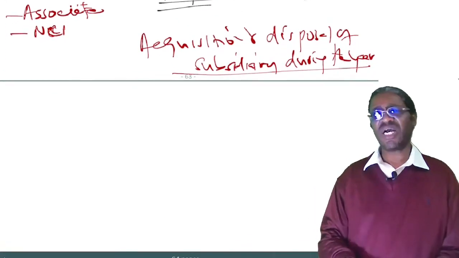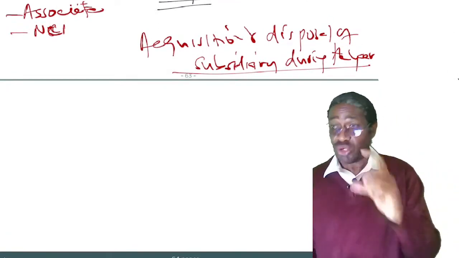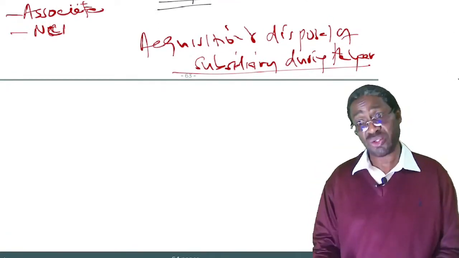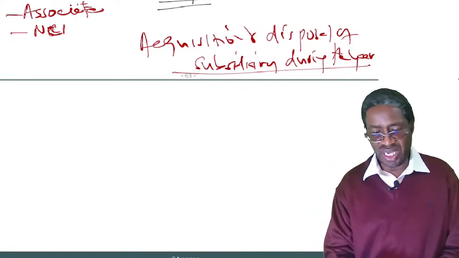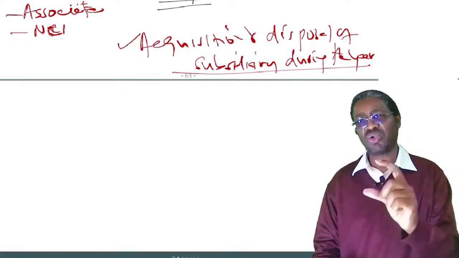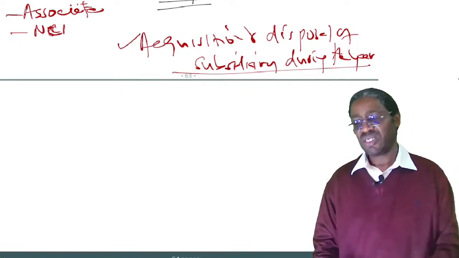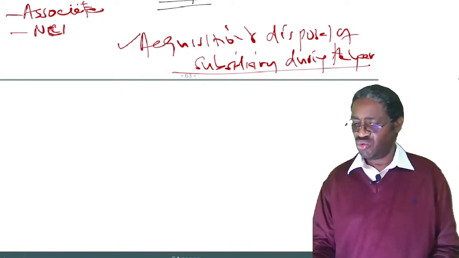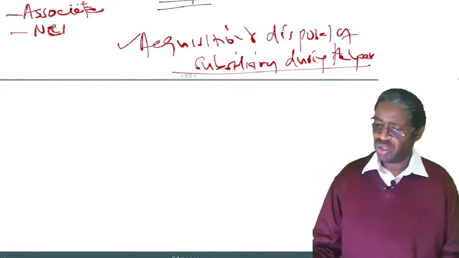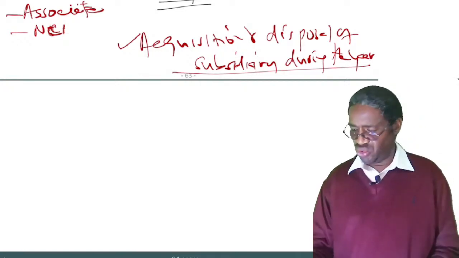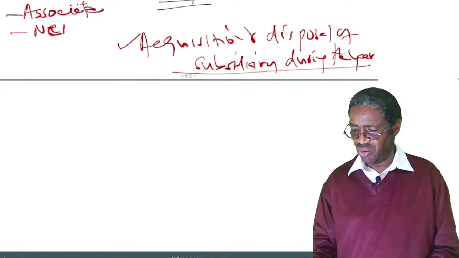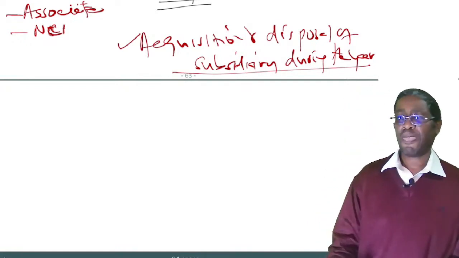The third area I told you you will be required to know concerning cash flow questions for the group is this area we are calling acquisition and disposal of subsidiary during the year. How do you account for acquisition and disposal of subsidiary during the year? That's what I want to talk about now.